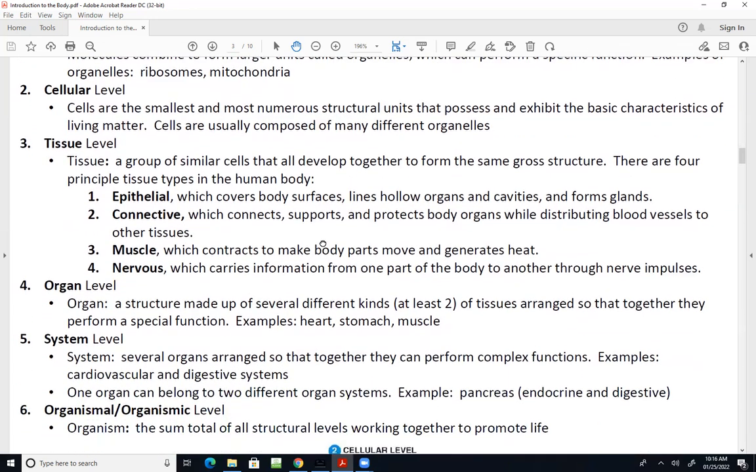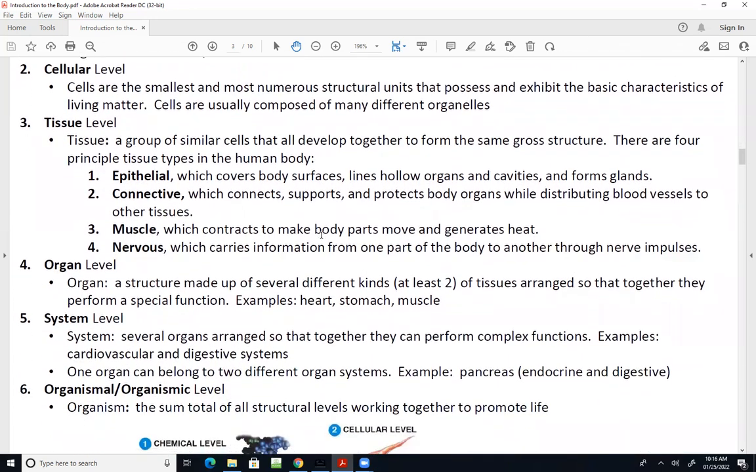Cellular level is the next, number 2 there. Cells are the smallest and most numerous structural units possessing and exhibiting basic characteristics of living matter. So in other words, our cells are the first and the smallest living things. They're made up of many different organelles. We have an entire lecture dedicated to cells. That's our next lecture, that we'll be talking about them in great detail.